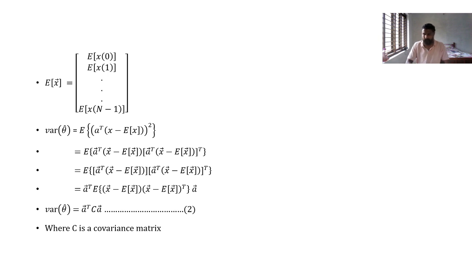Okay, this is the first part. The variance of theta cap is nothing but A transpose C A. Make it in a box, so that the term is very important. That is, the variance of theta cap is nothing but A transpose C A. Next is part B.